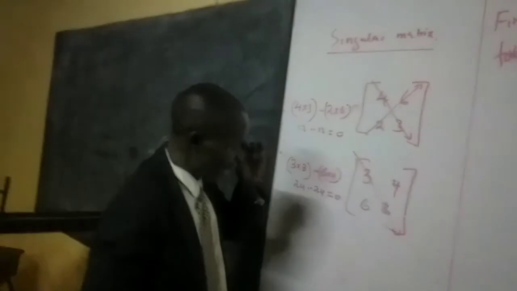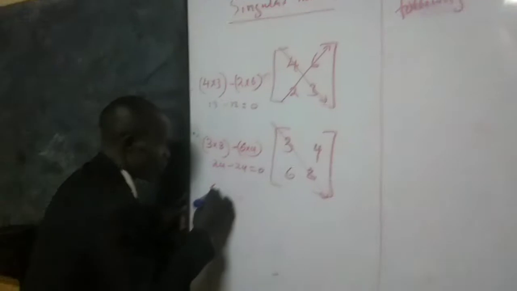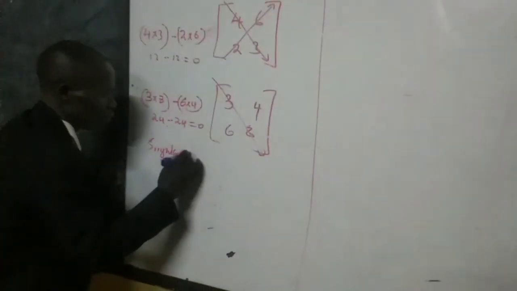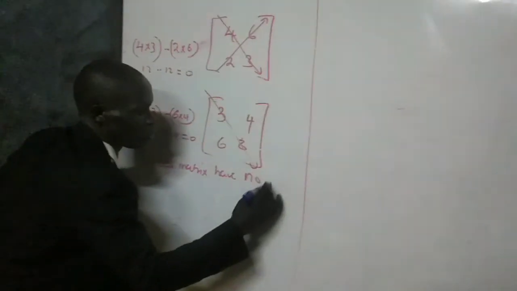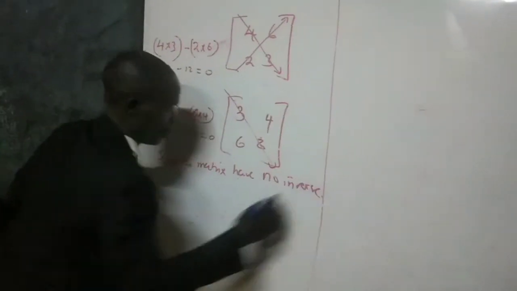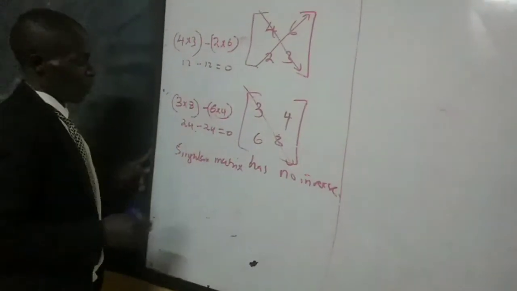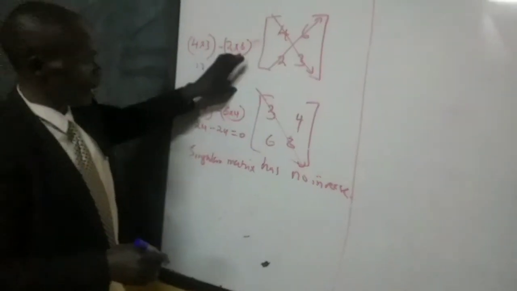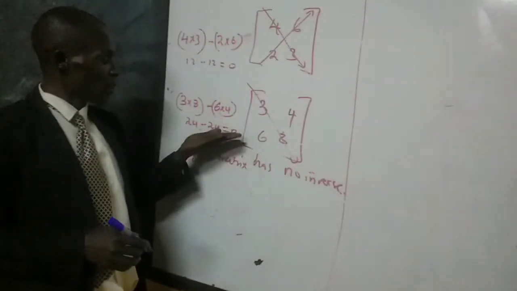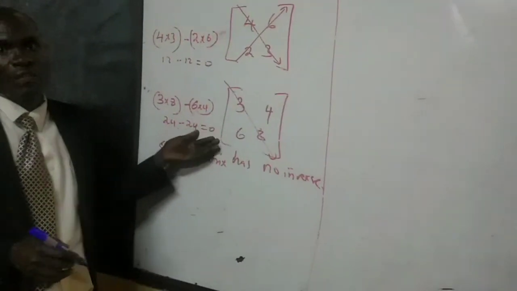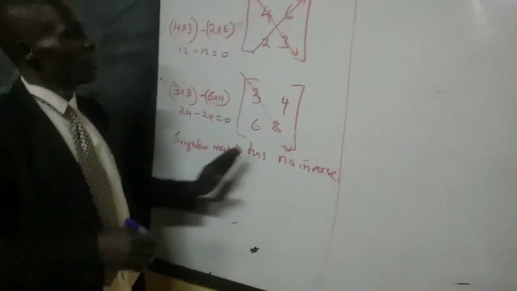Now, such matrices have no inverse. A singular matrix has no inverse. So if a matrix is singular, you cannot get its inverse, because inverse is 1 over the determinant. When the determinant is 0, then division by 0 is infinite, so you cannot get that number. Therefore, this matrix does not have an inverse.